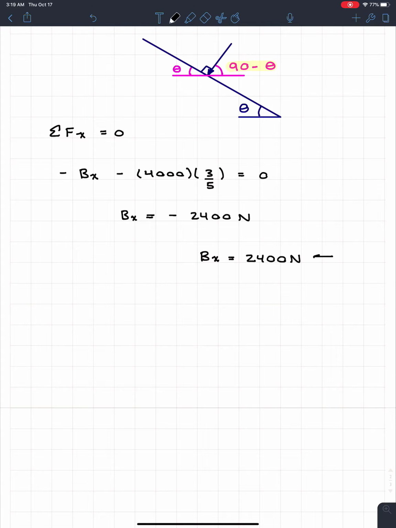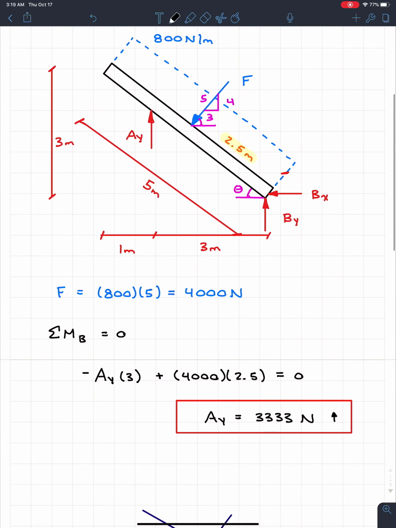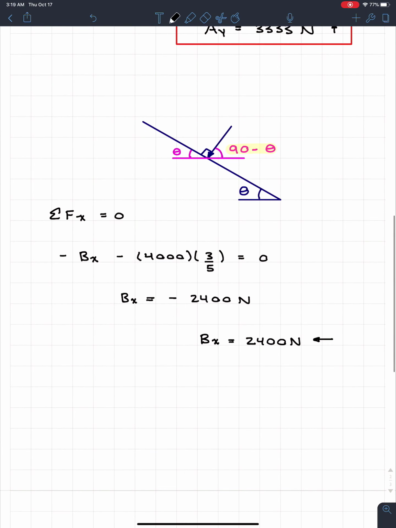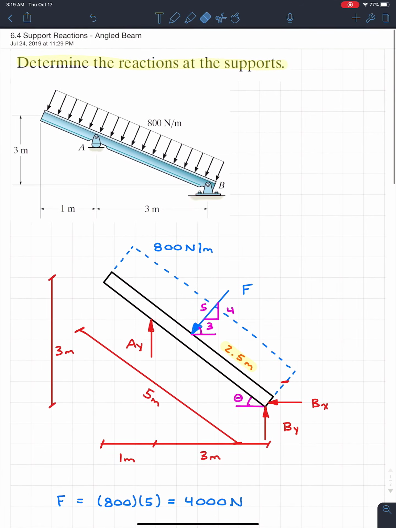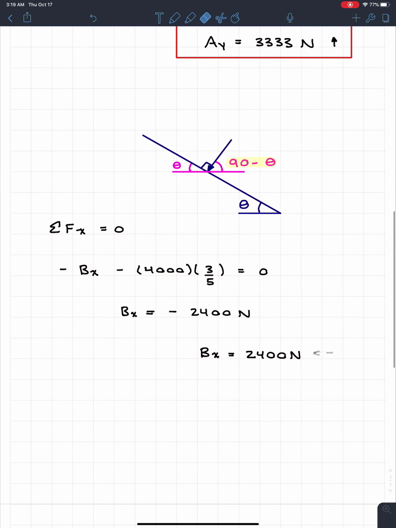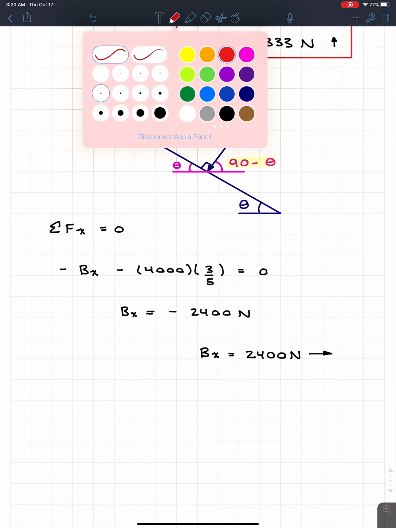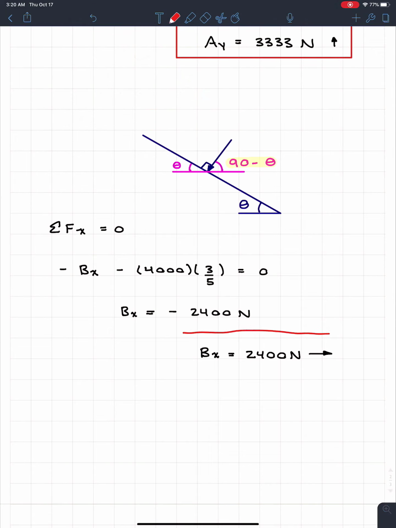So we know that we assumed, sorry, this is wrong, but let me go up here. We assumed that it was going left. It was negative, so therefore the actual direction is going to the right. So a negative just means that your direction is the opposite of what you assume. So if you guys get a negative number, don't worry, completely fine, nothing bad.